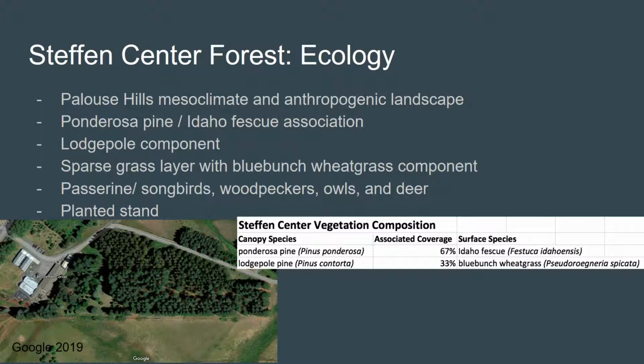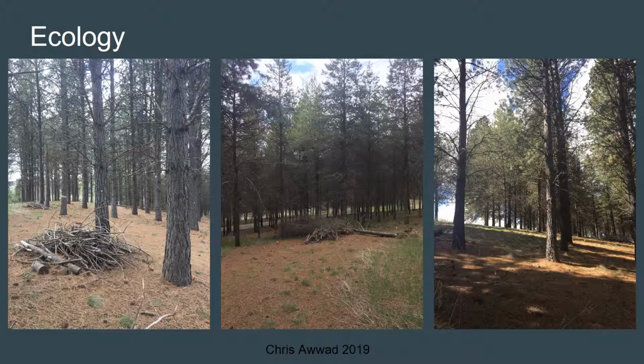It's in the Palouse Hills mesoclimate, and it's a ponderosa pine Idaho fescue association, and there is a lodgepole component as well as a sparse grass layer with another small bluebunch wheatgrass component. There are passerine songbirds, woodpeckers, owls, deer, and rodents. And this is a planted stand that's fairly uniform at about 45 years of age. Here are some images from when I was doing my field work.